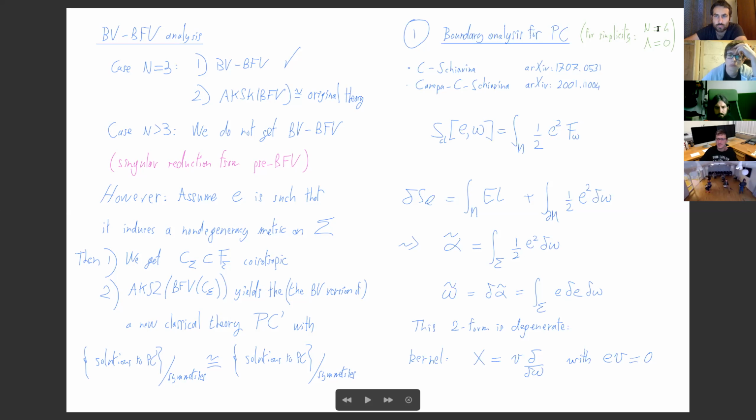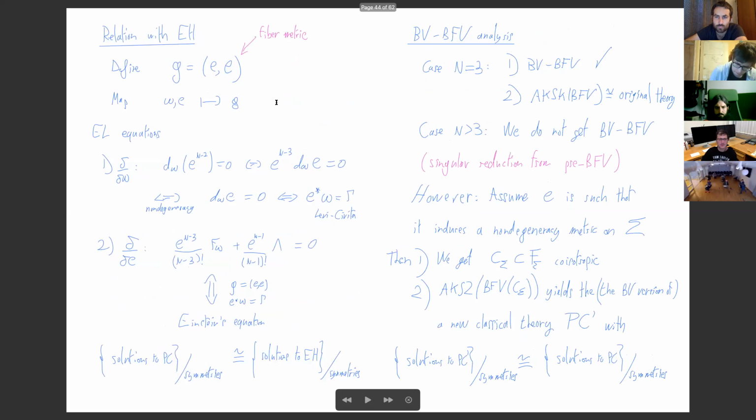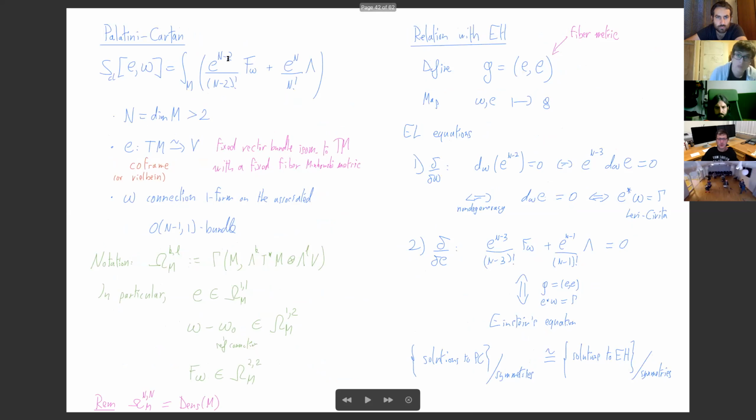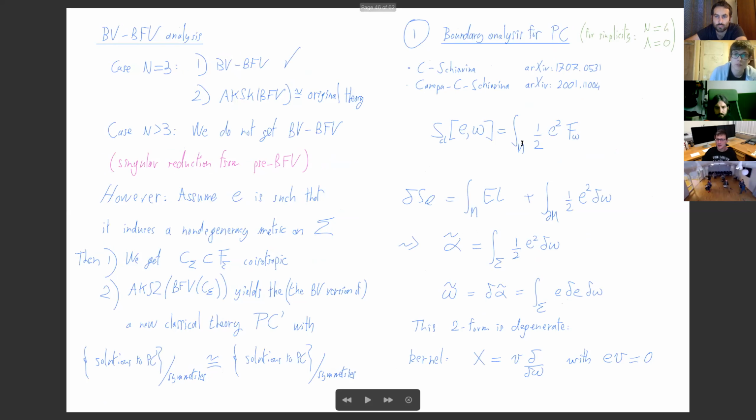I mean, you can do it in any dimension, but let me do it in 4 dimensions, and let me set to 0 the cosmological constant just to simplify the formula. So here, the classical action is 1/2 E² F_ω. Remember that here we had e to the power n minus 2. So in 4 dimensions, it is just e². Okay, so this is the classical action.